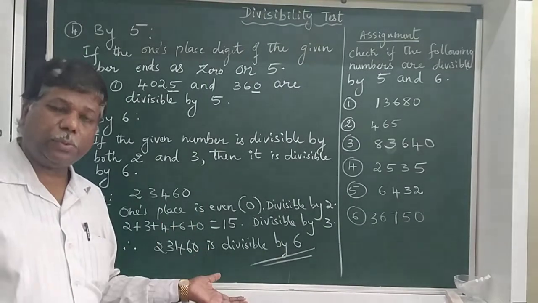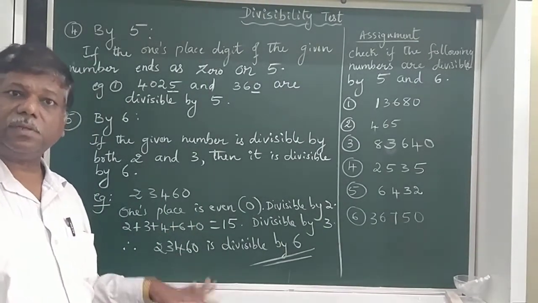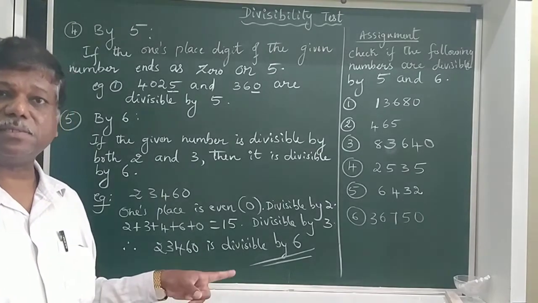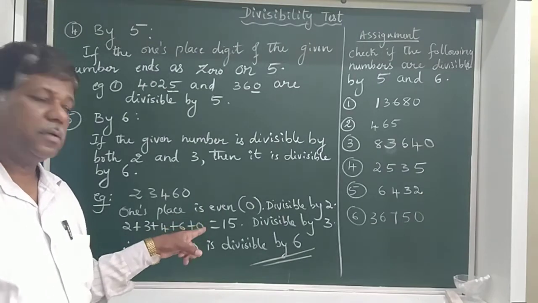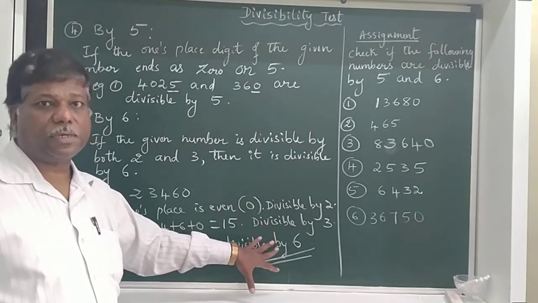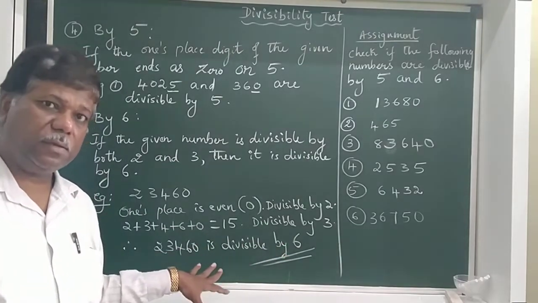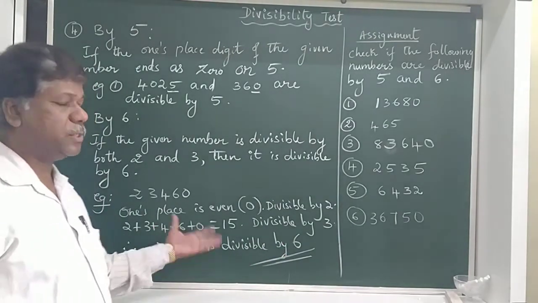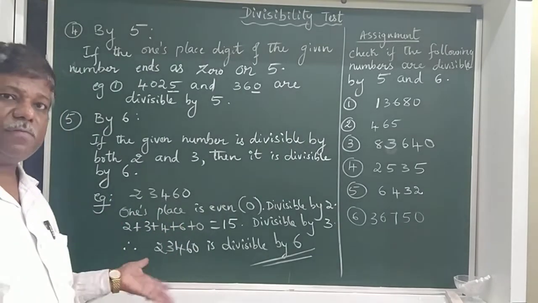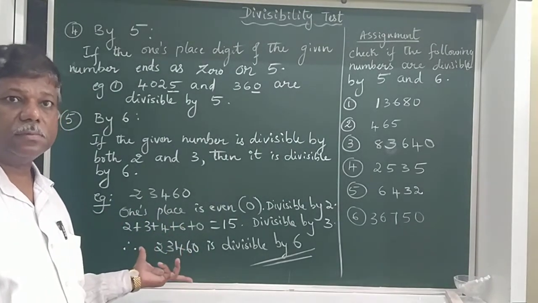So it is divisible by 2 as well as it is divisible by 3. So that means that it is divisible by 6 also, as the 2 and 3 conditions are satisfied. That is, divisibility by 2 and divisibility by 3 conditions are satisfied. So it is divisible by 6 also. So we can have many such problems where we can have a test of divisibility for 6.